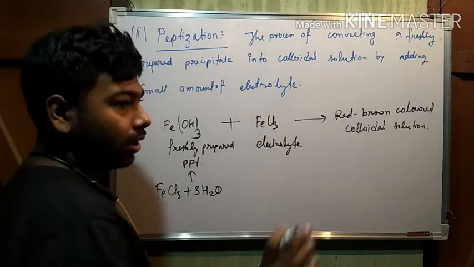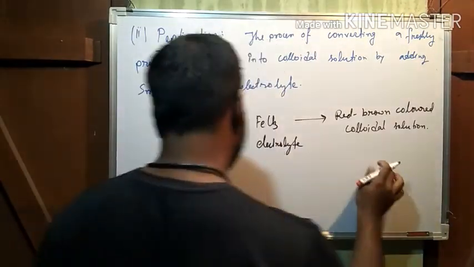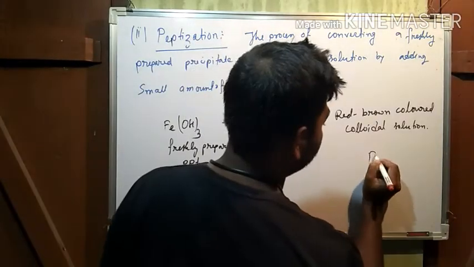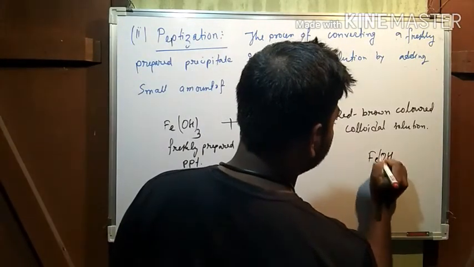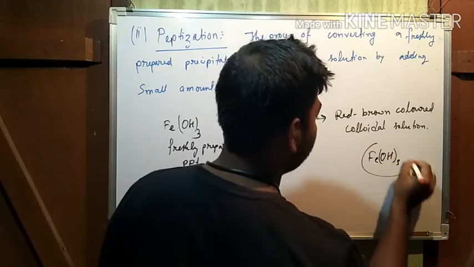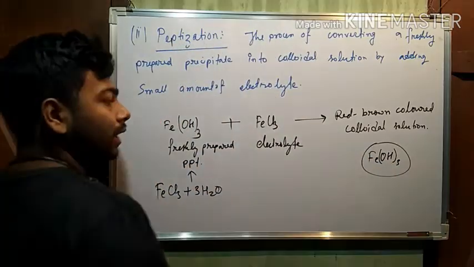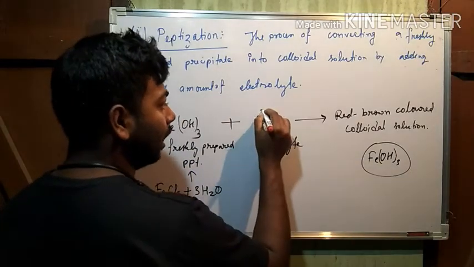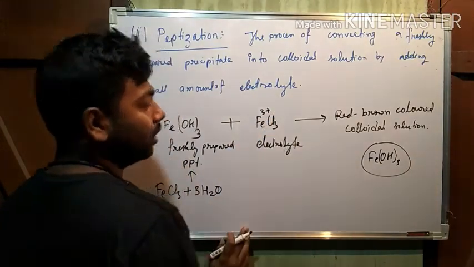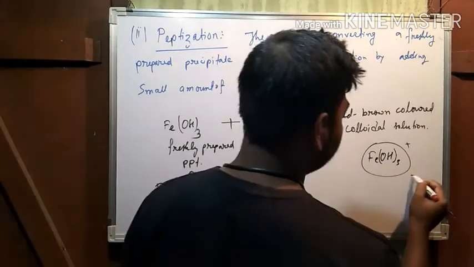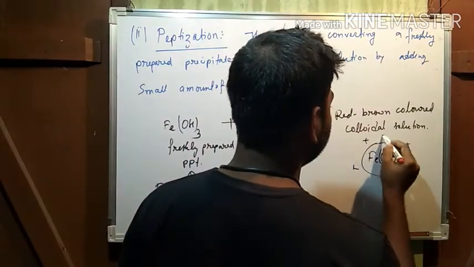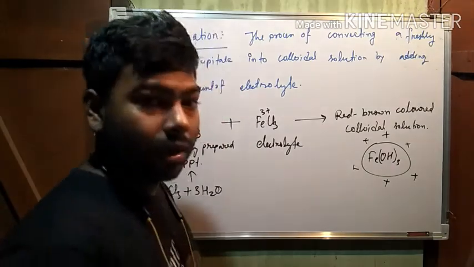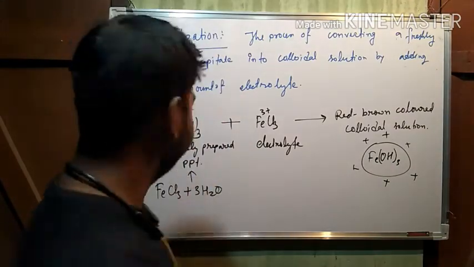Now, how? See, the colloidal solution is made up of this one only, Fe(OH)3. This one I have taken as the colloid. This colloid is stable with the help of this Fe3+ positive ion. That's why the positive ion is surrounded around the colloidal particle.